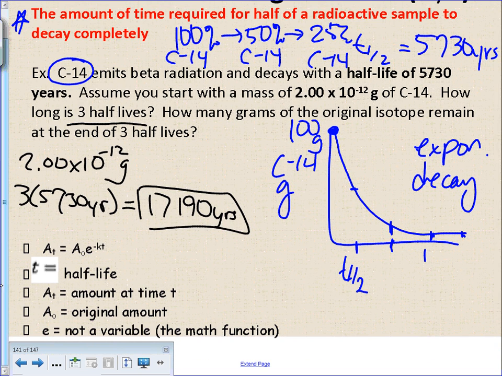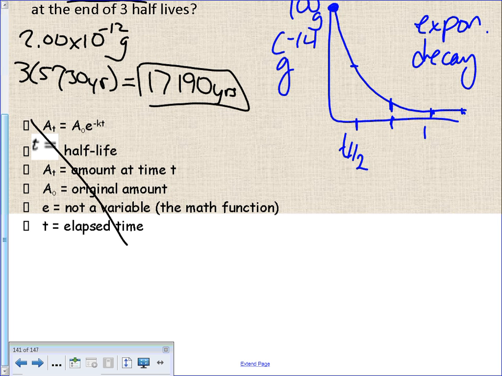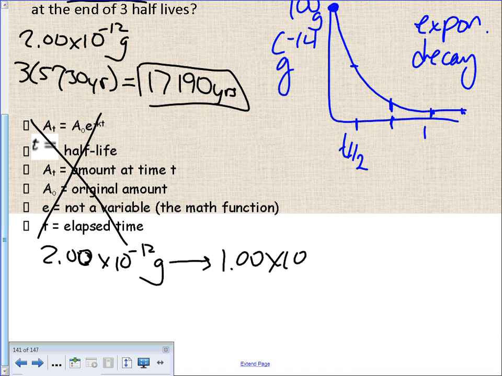So I'm going to write this down here. Ignore this for now, I'm not going to go into the PERT stuff. So 2.00 times 10 to the negative 12 grams. After one half-life, I like to do it linearly. After one half-life, how much remains? Half of that, right? You can do it in your head. What's half of that? 1.00 times 10 to the negative 12 still. Okay, it's still a really, really tiny number.